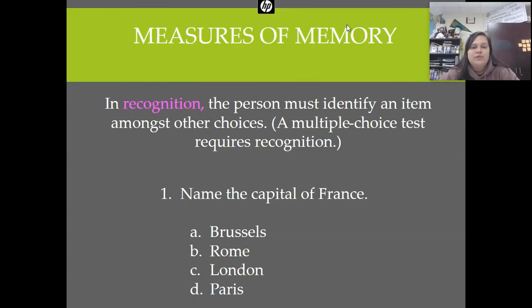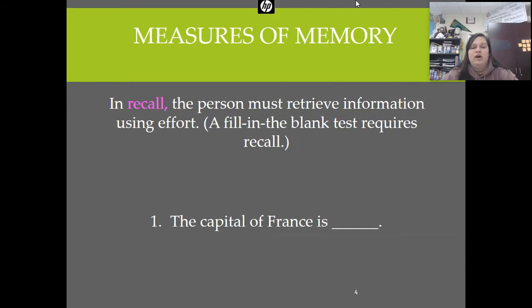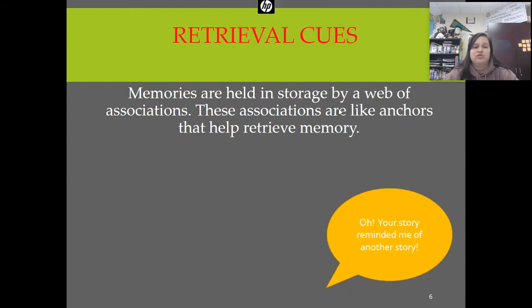A couple of different ways we can measure memory, and we usually do this through testing. How do we know if you remember something unless we test you over it or have a question about it? Recognition is one way to identify if somebody can remember something, and it's one of the easier ways. In recall, you have to retrieve information using effort. So that takes a bit more to get information out of the memory storage.